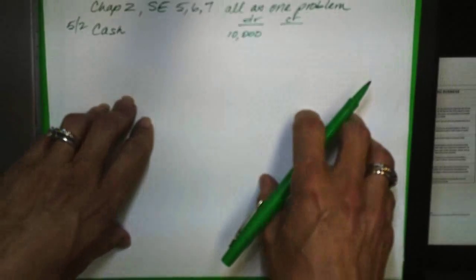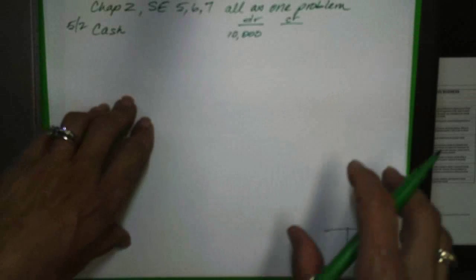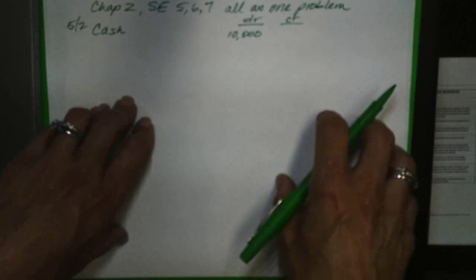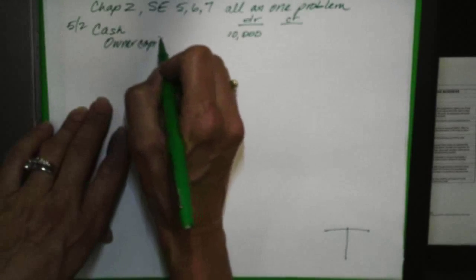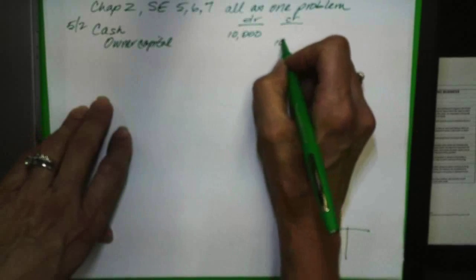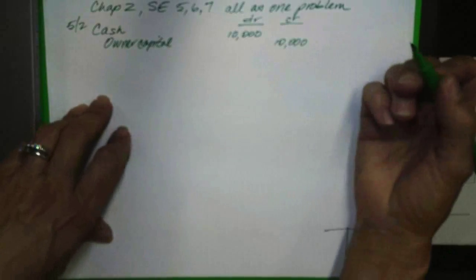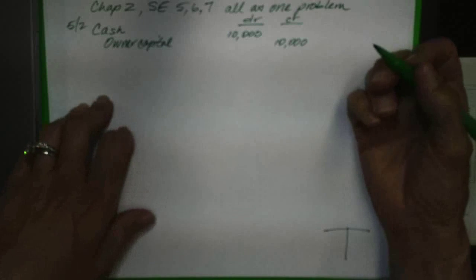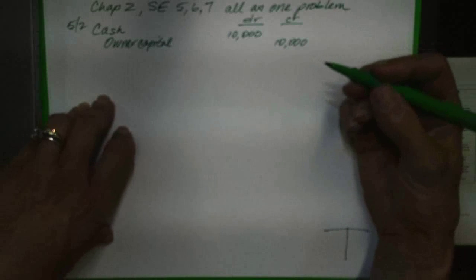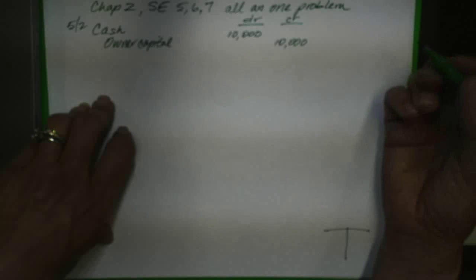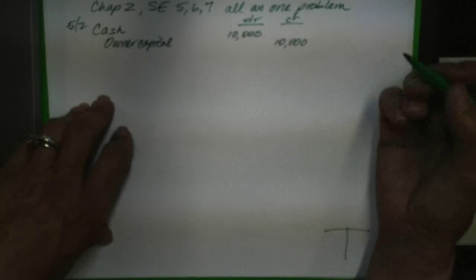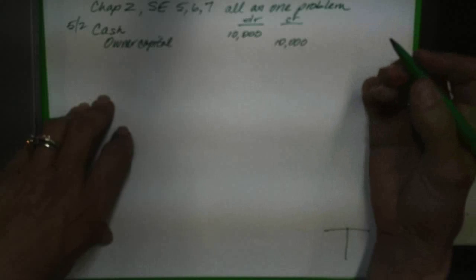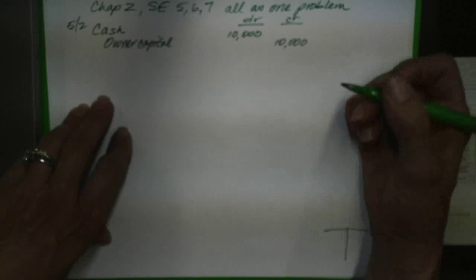So what's the flip side of this? Well, he made an investment in his company, so that means that's owner capital. So owner capital has been increased. Okay, so right now we have a balance sheet that shows $10,000 in cash and $10,000 in owner equity. And that balances, and that is the whole balance sheet after this first transaction is recorded. Okay?